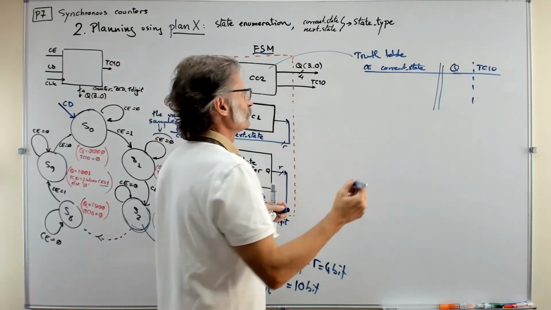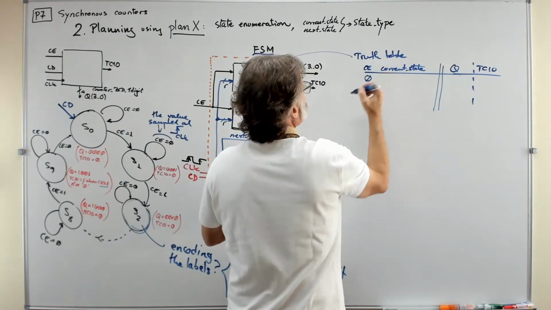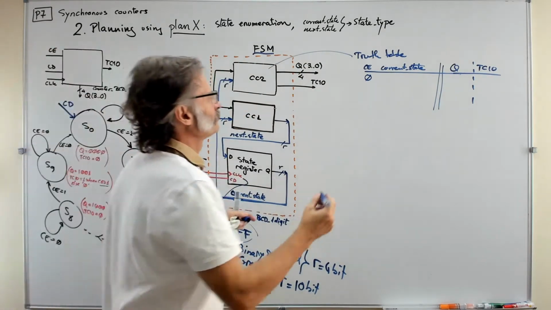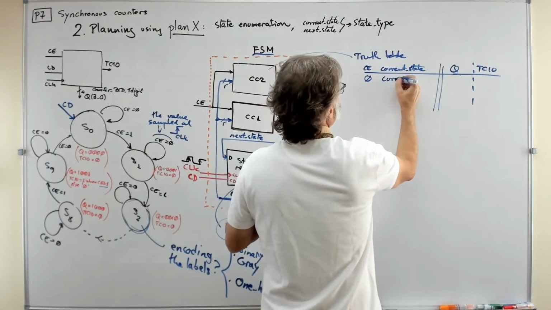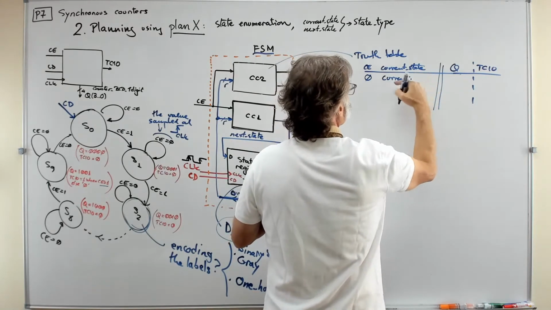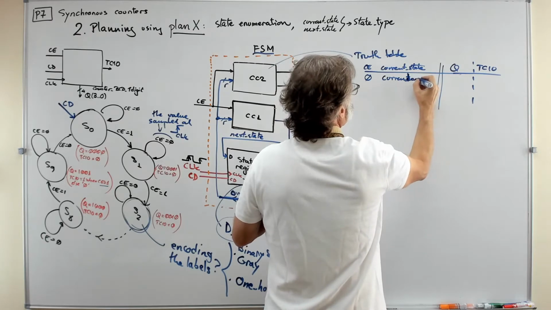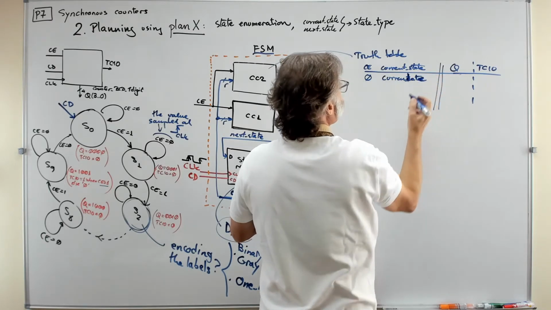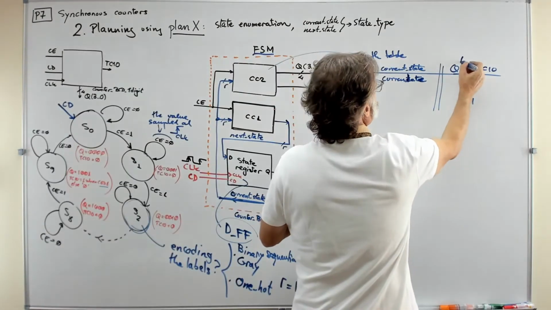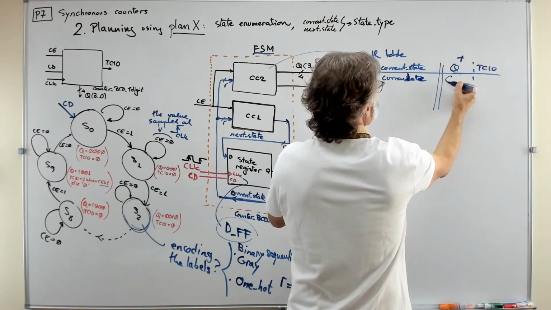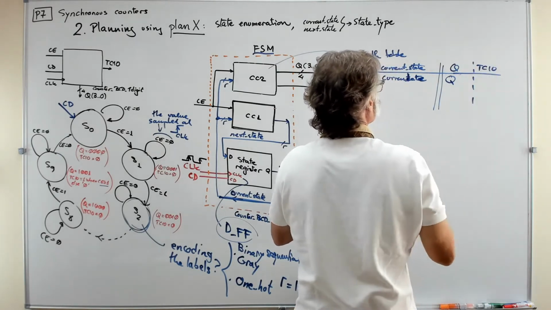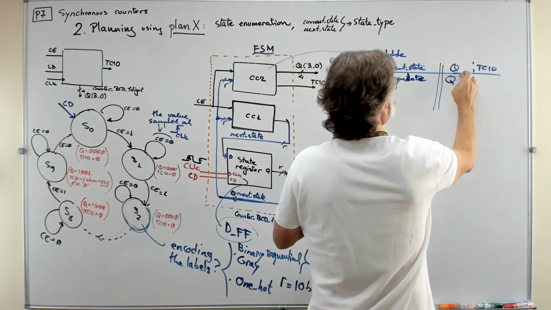That's not a problem. So if count enable is 0, for example, whatever the current state is, now in the present, the Q in the future is the same Q. You know, the Q is the same. It's not changing, you see.